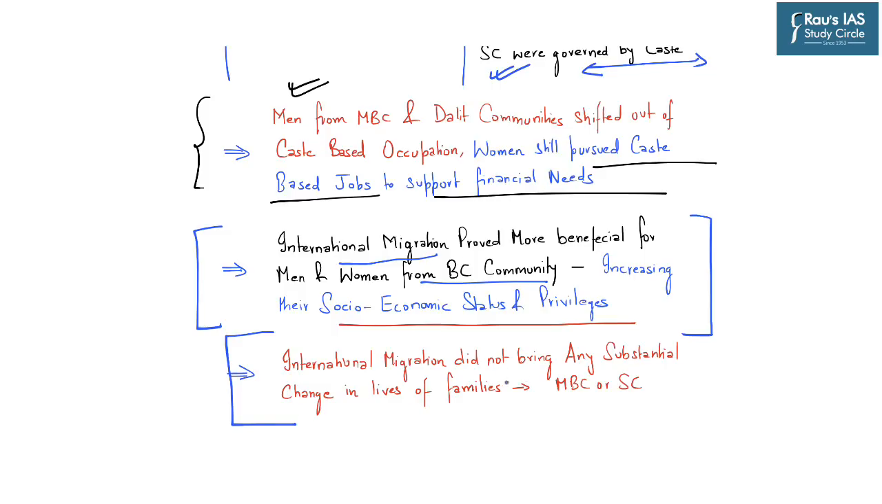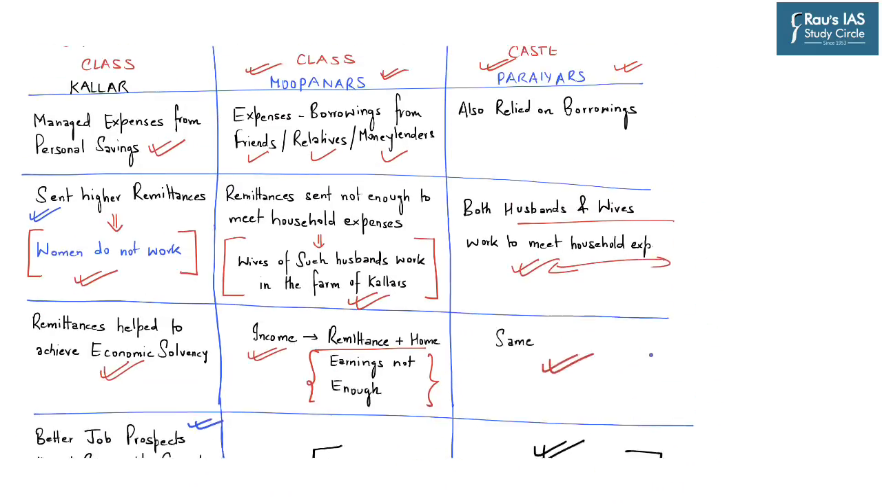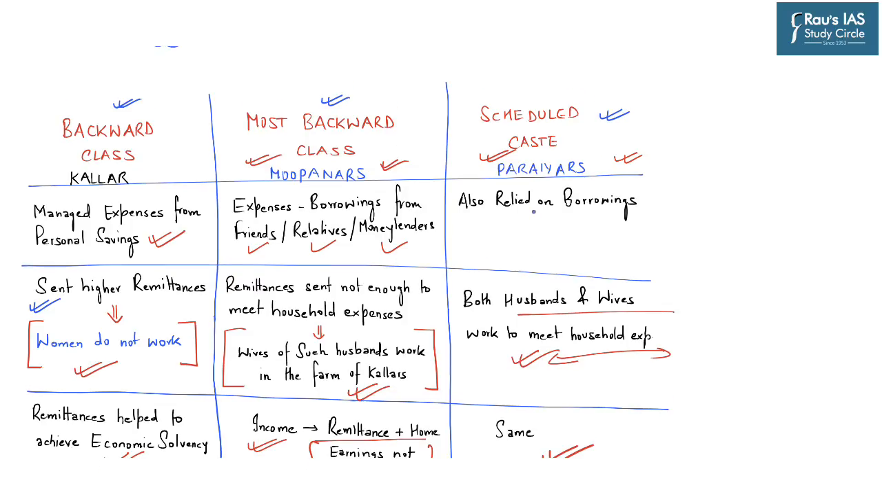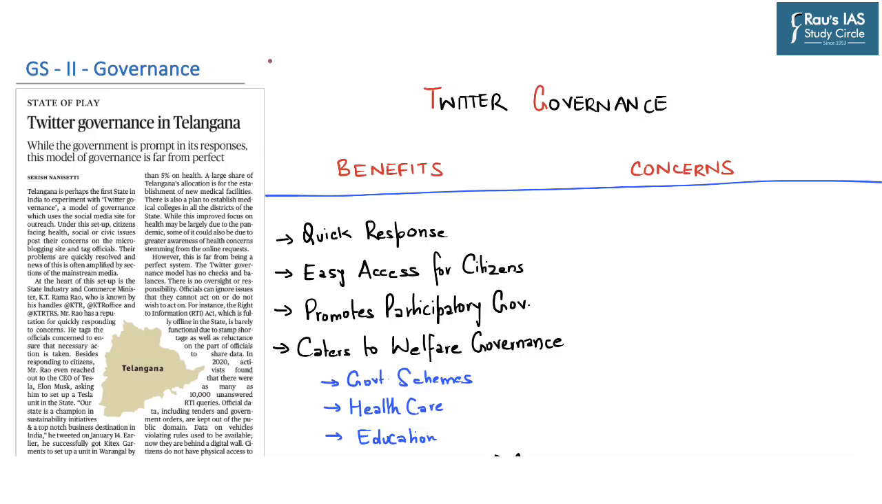So it says that international migration did not bring any substantial change in the lives of families, mainly belonging to MBC or SC community, namely the Parayars and the Mupanayars. Now you can use this case study if a question is asked in the mains examination based on illustrations on the interconnection between caste and international migration. The next news to be discussed appears on page number 7 in the article section.